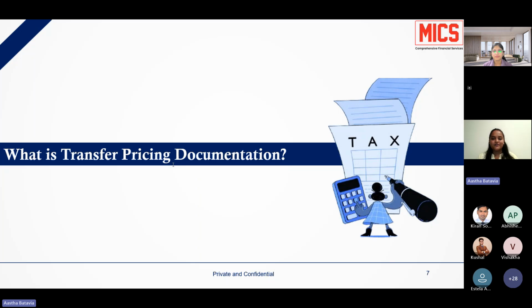Imagine you run a business with offices in Dubai, Singapore, London, any country that you can imagine. Goods move between them, services are also shared, money changes hands, but everything happens within the same group. Now picture a tax officer comes and asks, why did you charge this amount for the goods you have provided, for the services you have availed between, let's say, your Dubai and Singapore entities? Was it at arm's length? That's the moment our hero walks in.